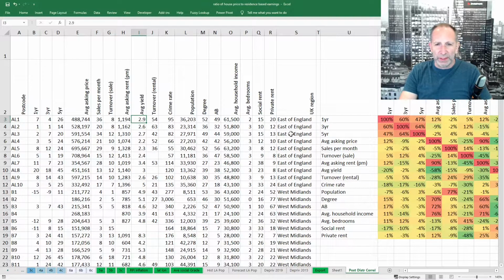But approximate yield is fine for what we're doing here. Turnover rental is very similar to turnover sales. It's the number of properties rented out, based on a proportion of stock available during the month.